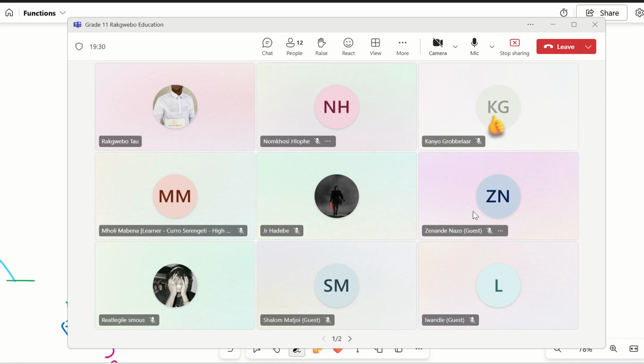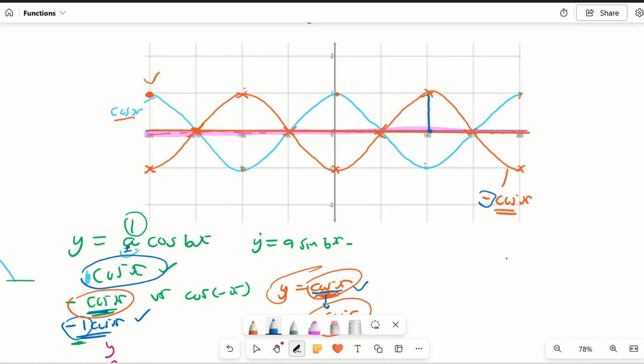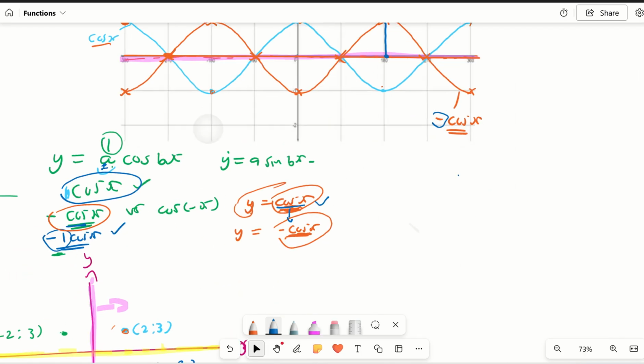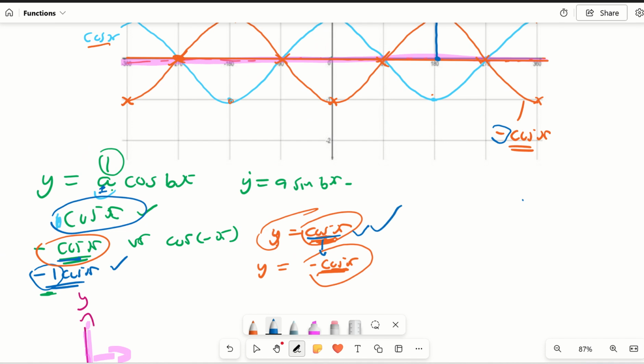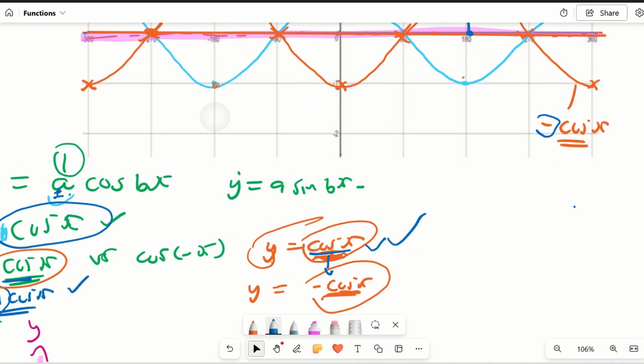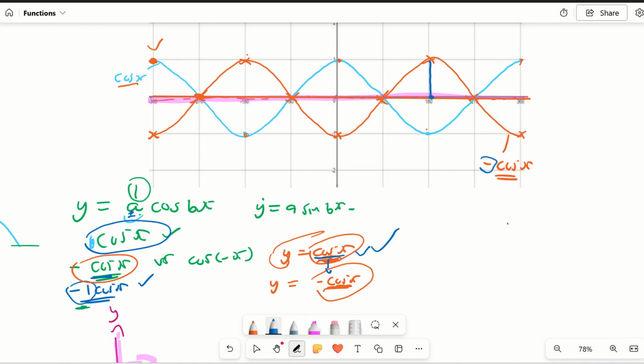Yes. Okay. So yeah, that's about that. And the last thing that I need to touch on. The same applies when you deal with cos. You follow the same sort of procedure. If they ask you to draw the graph of 2 cos x, what would you do?